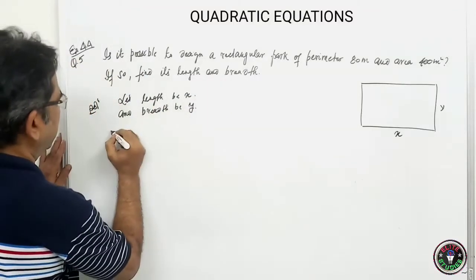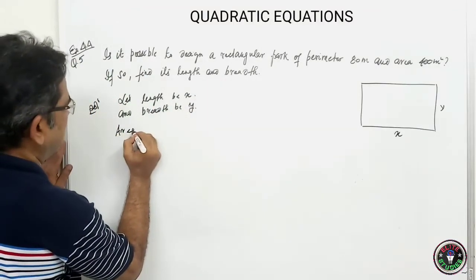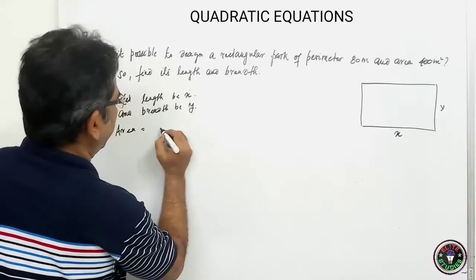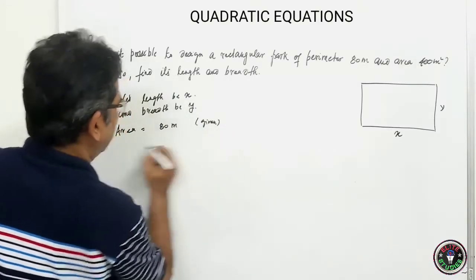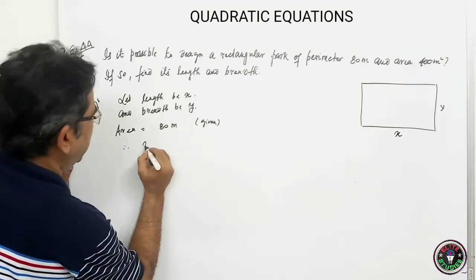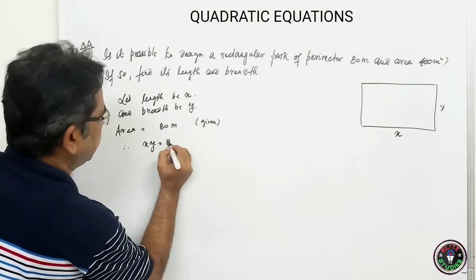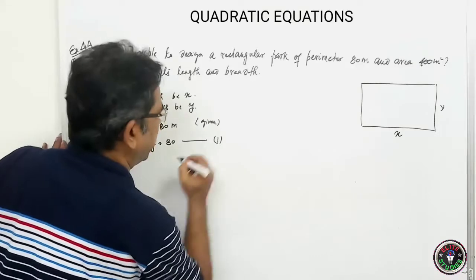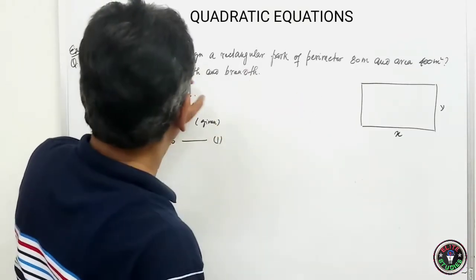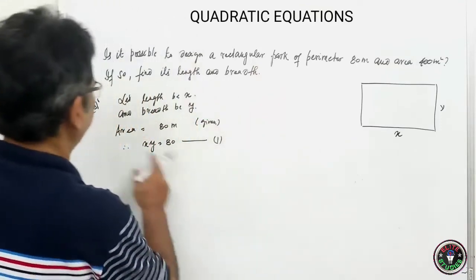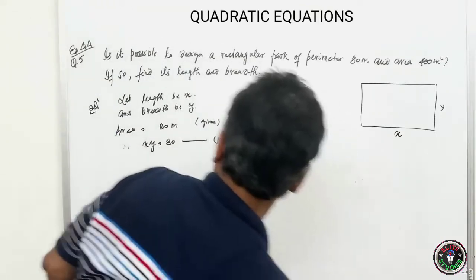Now area is equal to 80 meter given. So therefore we can write xy is equal to 80, equation 1. Now, no, sorry. It is possible to design a rectangular park of perimeter 80. Area is not equal, perimeter is equal to 80. Sorry.